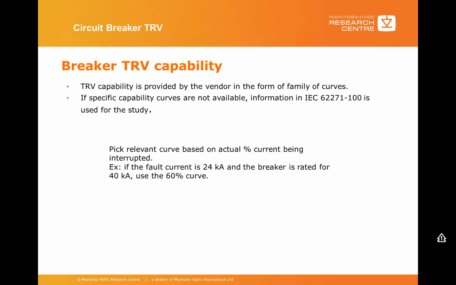Generally, the capability curves are discrete in nature. They provide for 10% of the breaker capability fault current, and then 30%, 60%, and 100%. So, for example, if the fault current through a breaker is 24 kiloampere and the breaker is breaking that current and its capability is 40 kiloampere, then you have to actually take the ratio, which is 60%, and you have to compare with the 60% curve. So we will talk and demonstrate about this in a second.